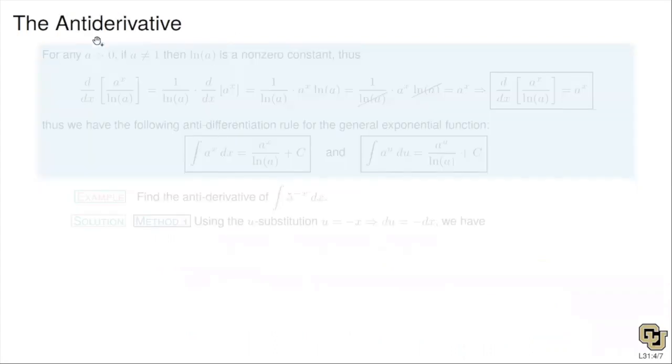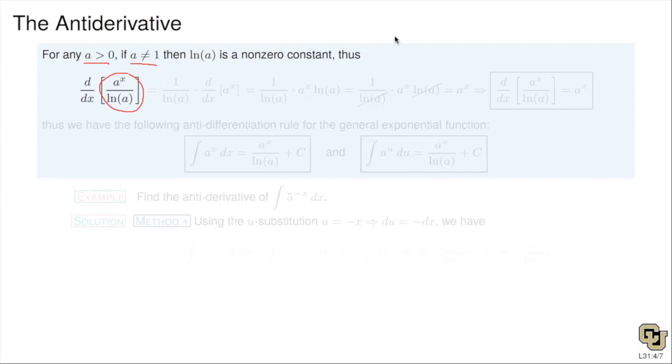The antiderivative. So here, let me first show you that if we pick some number a, where a is positive, so that a to the x is defined, and a is not equal to 1. Why is a not equal to 1? Because I want to look at the derivative of this function, a to the x over ln of a. If a is not equal to 1, then the denominator will be well defined. The denominator will not be 0.